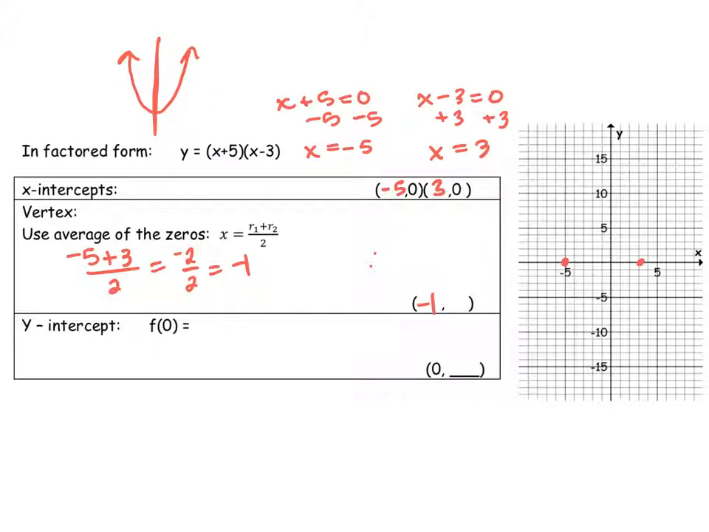And like any other thing, if you have your x value, you plug it in to get your y value. So y equals -1 plus 5 and -1 minus 3. So 4 times -4, which is -16. So our vertex is -1, -16. Sorry, -1, -16. And I can build the rest of my parabola with the 1, 3, 5 pattern around that.